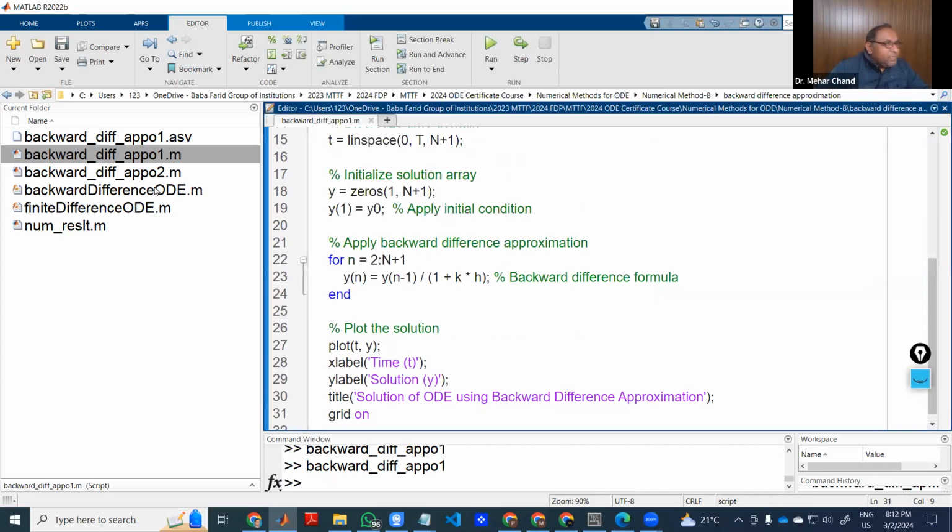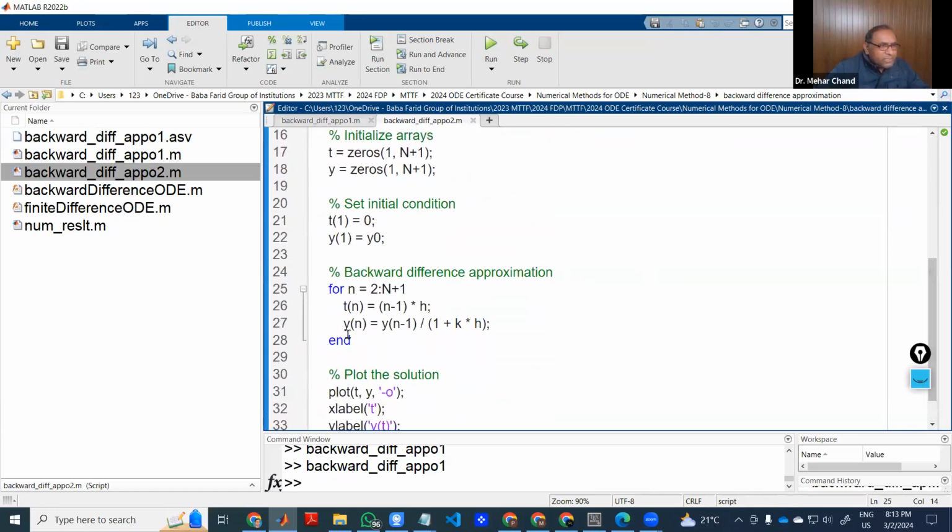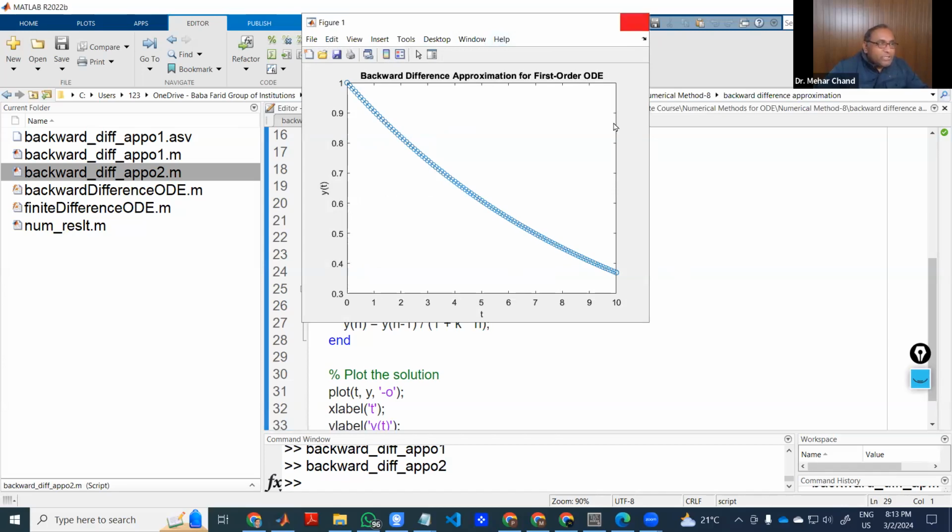Similarly, we have one more example. This is also similar, but the way of writing the code is a little bit different. Only at this place we change. The second equation is the same. Only this part we introduce: Tn is equal to (n minus 1) times h. At this place we introduce iteration for the same. In the previous example, we used linspace, but here we are using a loop for both the parameters. Only this is the difference. We did not change the example.